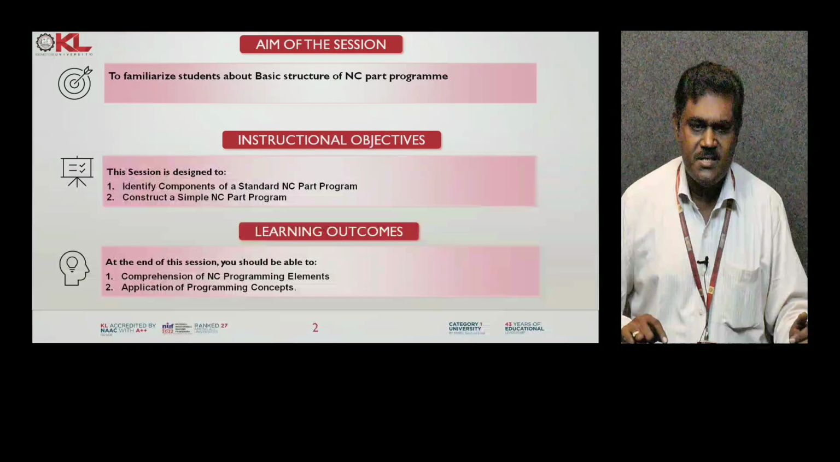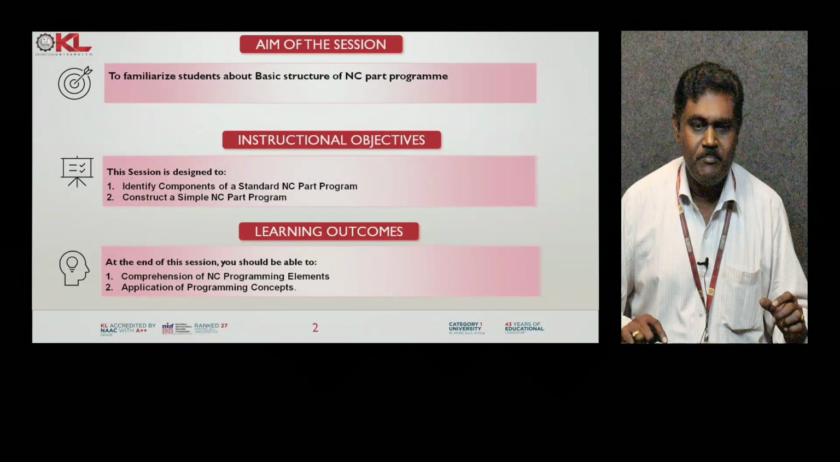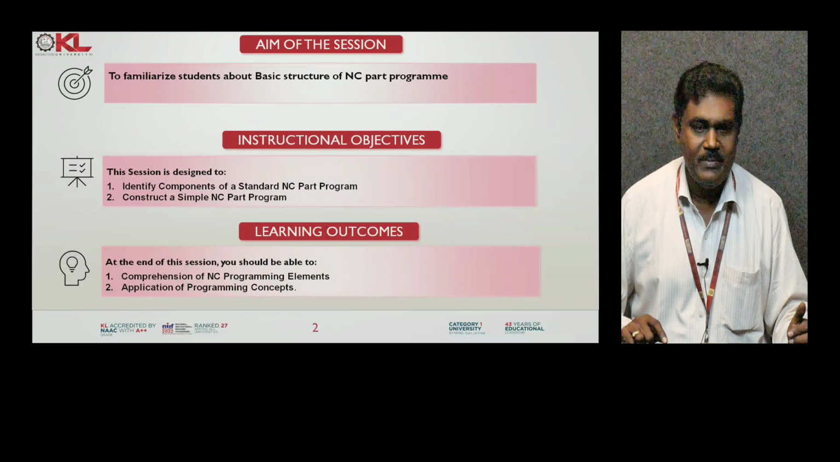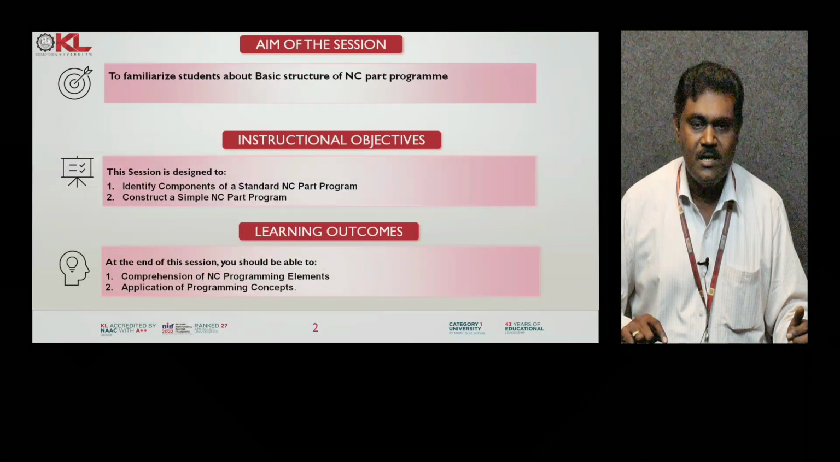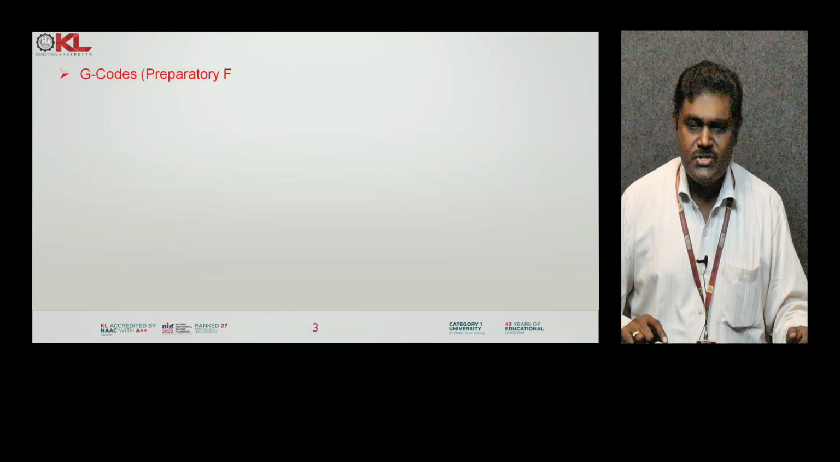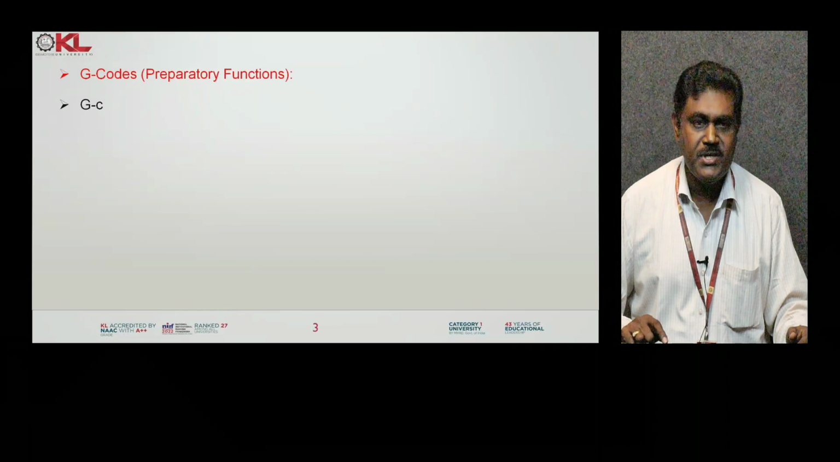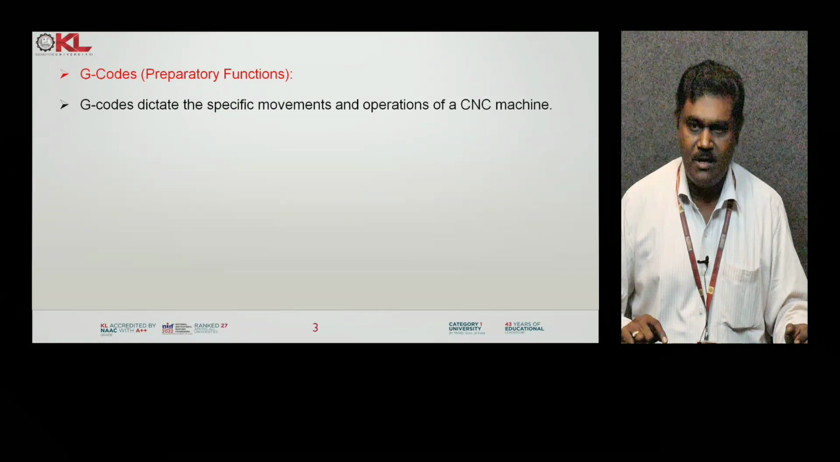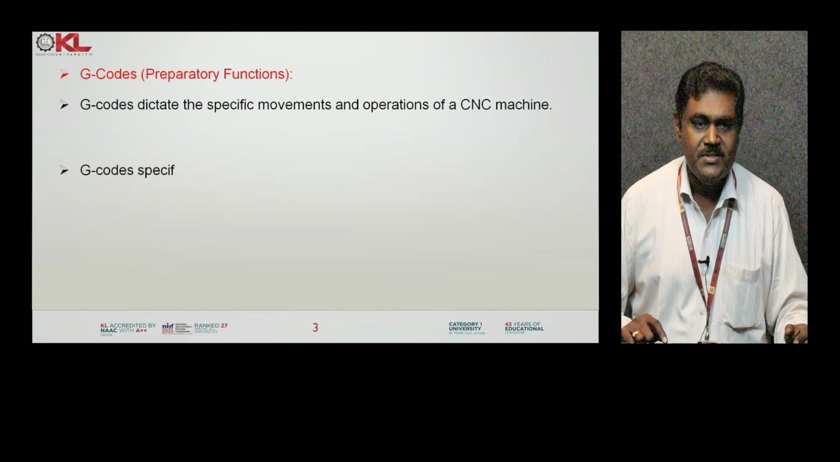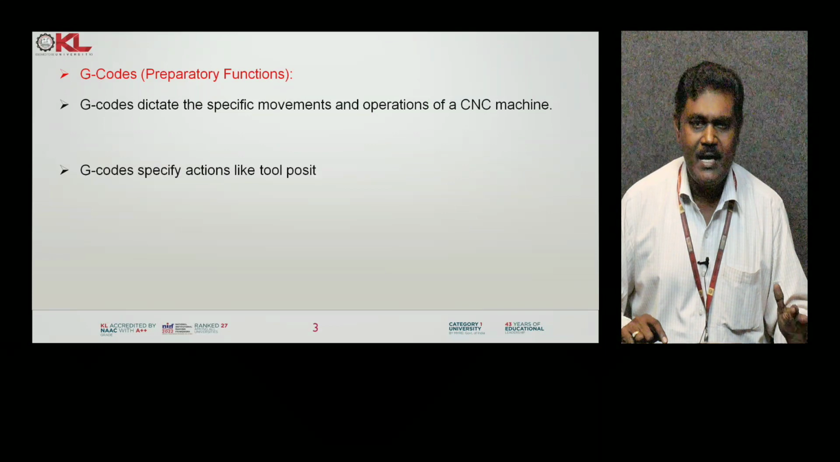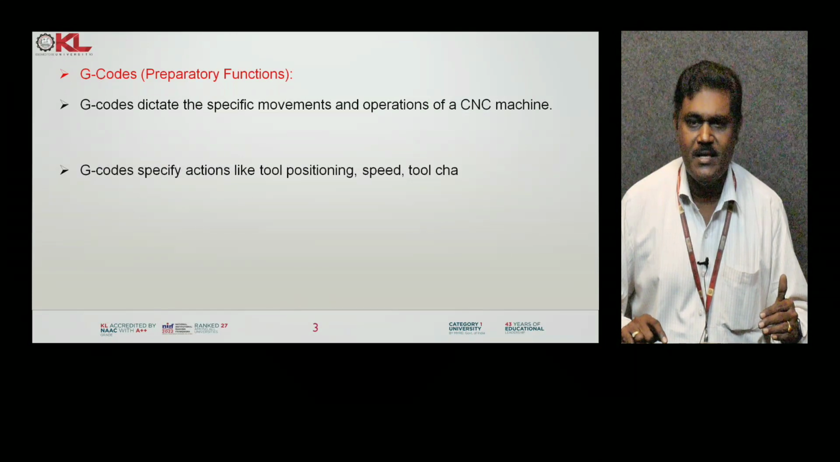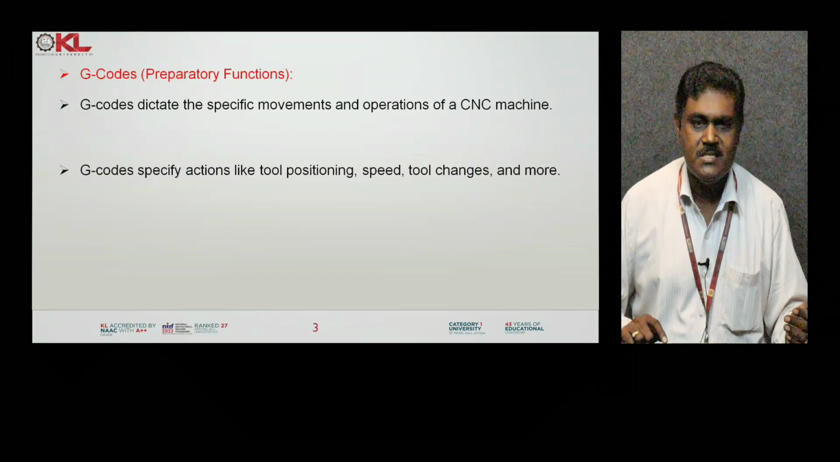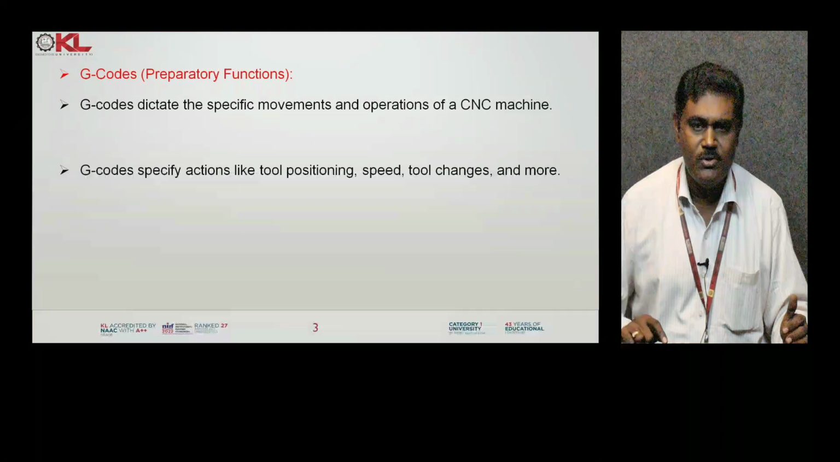Learning outcomes. At the end of this session, you should be able to comprehend NC part programming elements and apply programming concepts. G codes, also called preparatory functions, dictate the specific movements and operations of a CNC machine. G codes specify actions like tool positioning, speed, tool changes, and much more that you can control with their help.